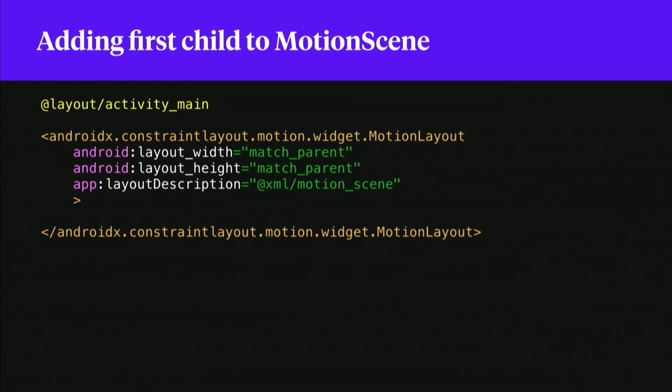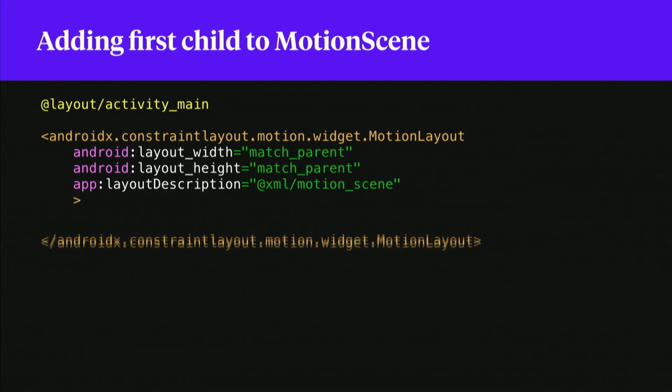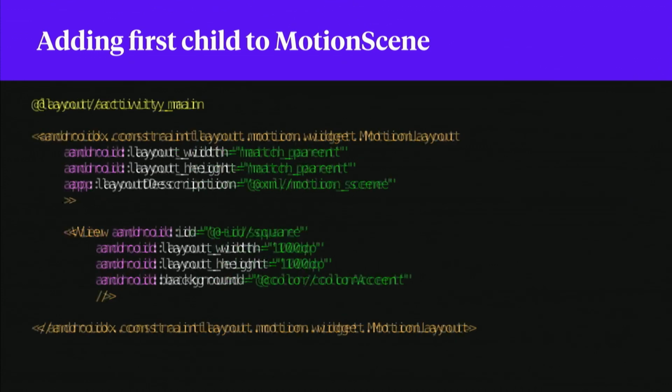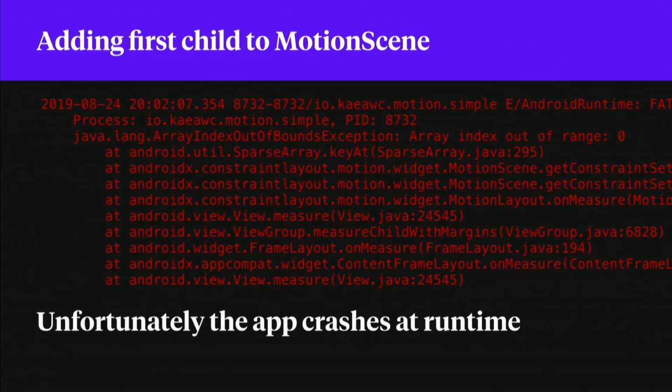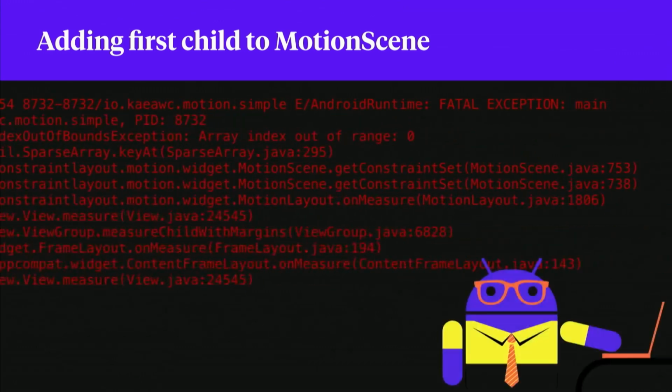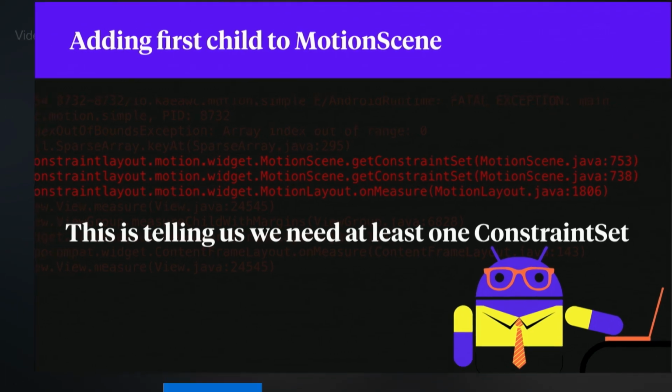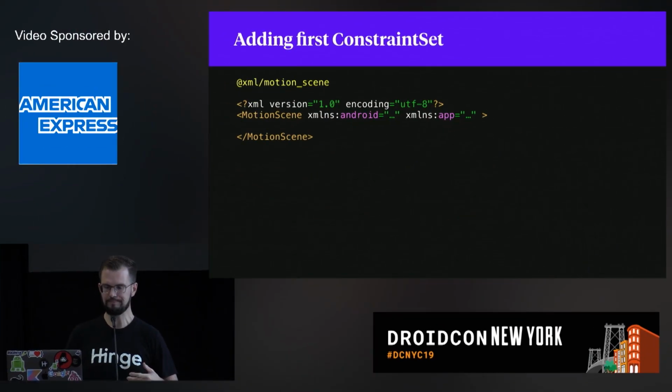So we're going to add the first child to the motion scene, or motion layout. And we're going to add this child, just a 100 by 100 purple square. Hope it works really well. And the app crashes at runtime. And why does this happen? It's because, like anything, you need to put some work into it, and MotionLayout requires at least one constraint set in every single motion scene file. So let's go make that.